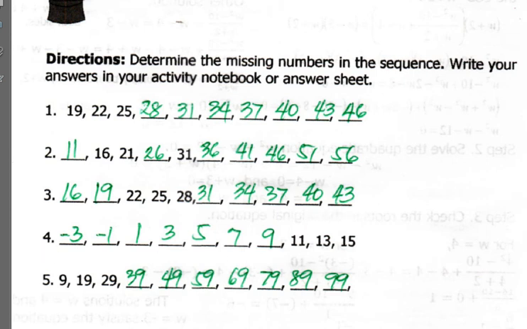Here, number 4, we have 11, 13, and 15. 15 minus 13, 2. 13 minus 11, 2. So 11 minus 2, 9. Minus 2, 7. Minus 2, 5. And so on and so forth. Number 5, we have 9, 19, 29. It's easy. 39, 49, and so on up to 99.